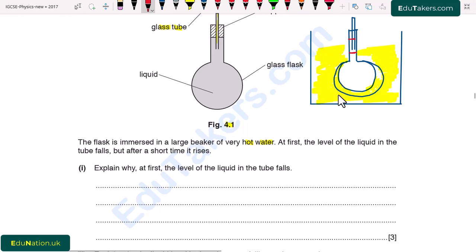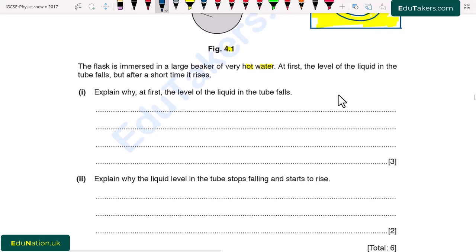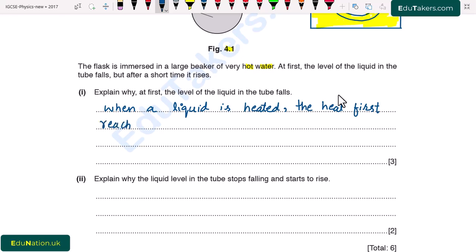So I write here, when the liquid is heated, the heat first reaches the glass flask and it expands. So the liquid level initially drops down.